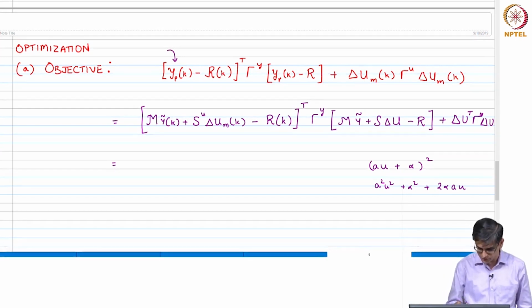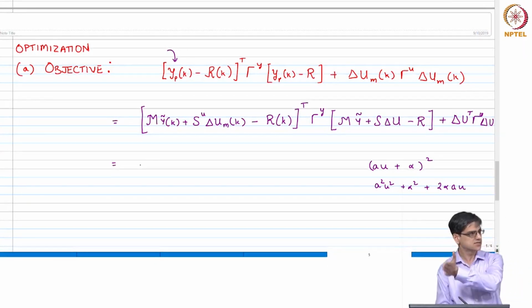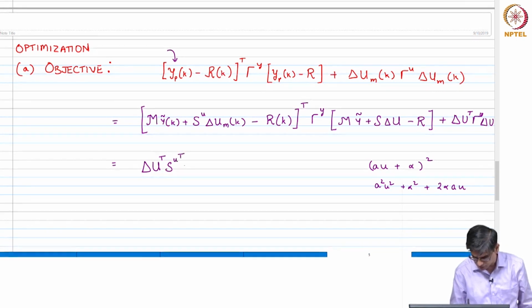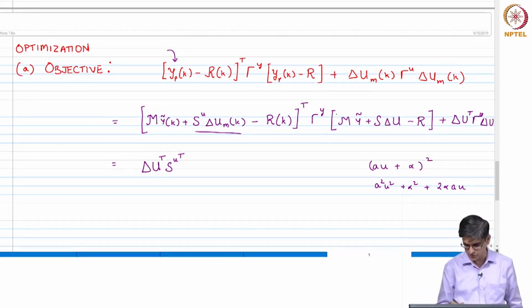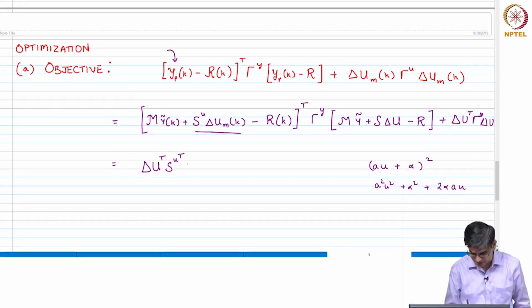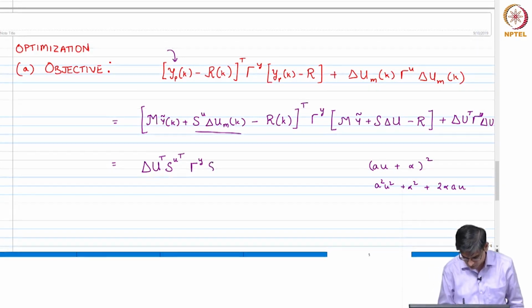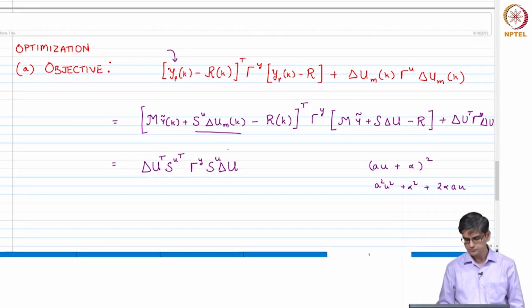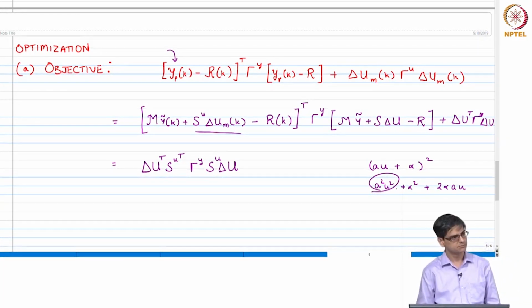If you look at the delta u terms, you will have delta u transpose S transpose gamma y S delta u. That is what you will get. So, that is basically this term: because there is a transpose, this term itself is going to get transposed, it is going to get multiplied by your gamma y, and it is then going to get multiplied by your S delta u. That is equivalent to your a squared u squared term.